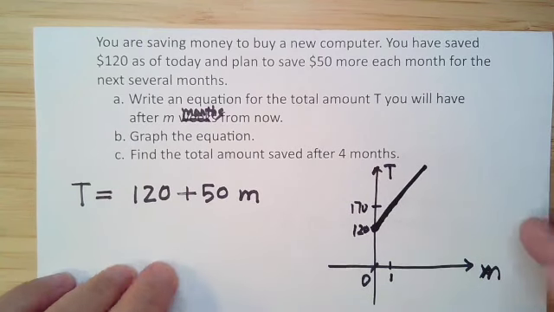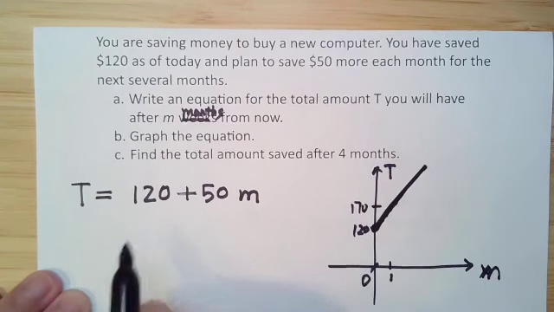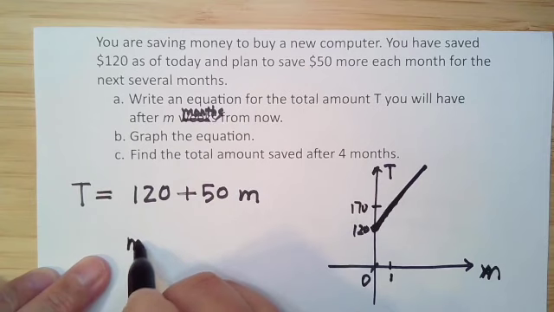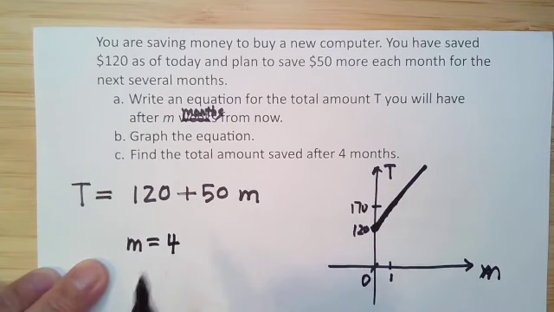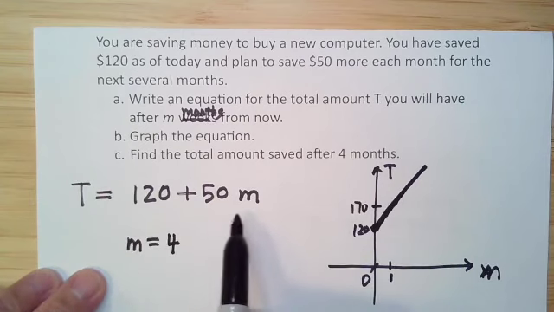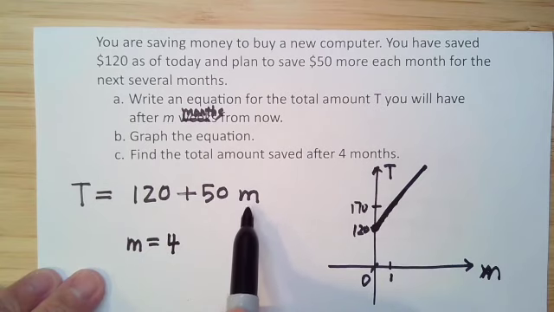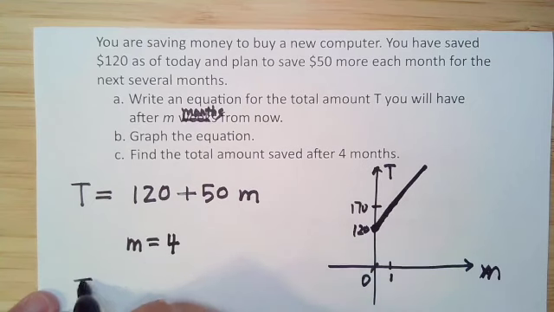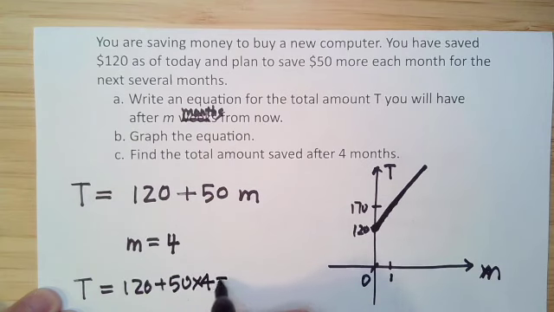This is your equation. Now find the total amount saved after 4 months. That is when m equals 4. Don't be confused, this m is not the slope. Okay, it's a variable. It's the number of months. So for 4 months, then T will be 120 plus 50 times 4. That's 200 plus 120. After 4 months, you have $320 in your savings.